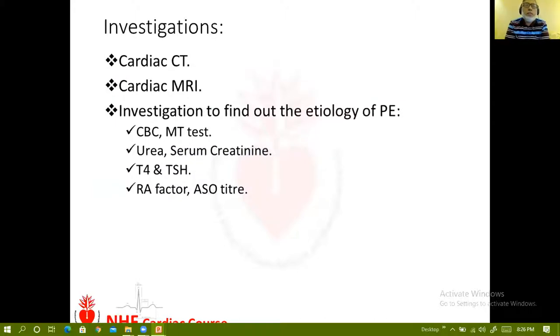Investigation: we can do cardiac CT for diagnosis, and cardiac MRI, and there are some investigations to find out the etiology of pericardial effusion. Complete blood count, Mantoux test to detect tuberculosis, urea and serum creatinine if there is any chronic kidney disease, T4 and TSH for the diagnosis of myxedema, and rheumatoid factor and ANA to diagnose any rheumatic disease.